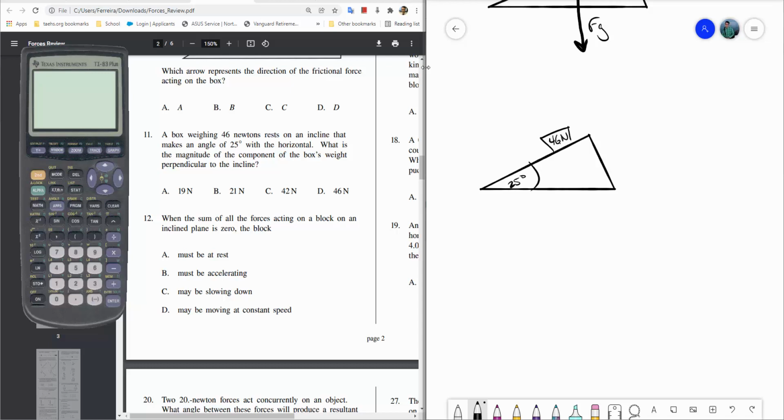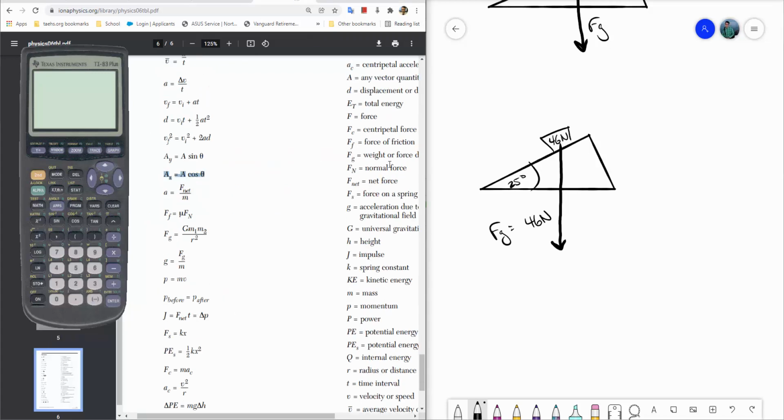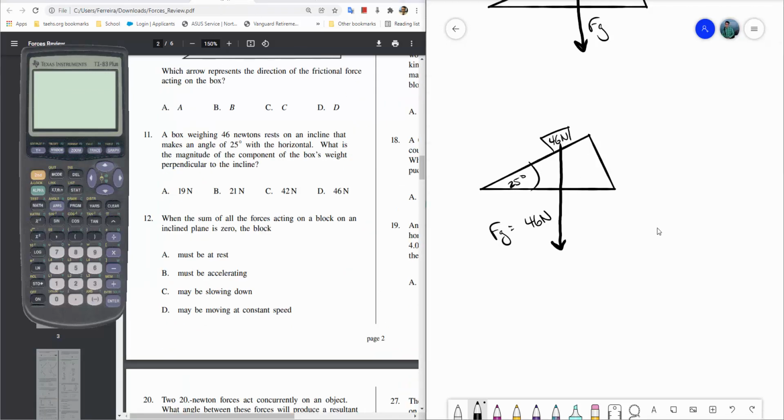And now what that means is the weight of this thing going down is 46 newtons. That's the weight, or aka the force of gravity. And a reminder, these things are hard to remember, it's labeled for you in your reference table. Force of gravity is equal to weight. Fg equals weight.